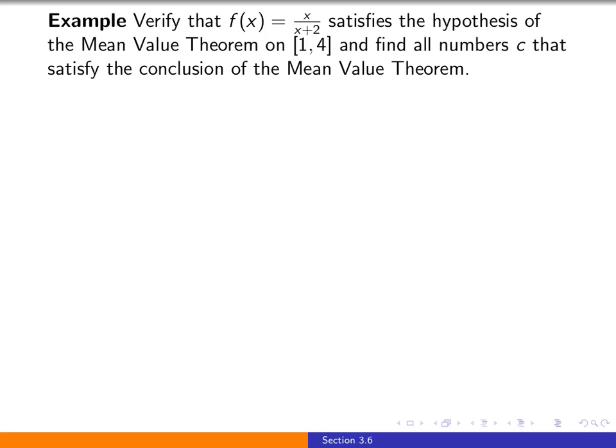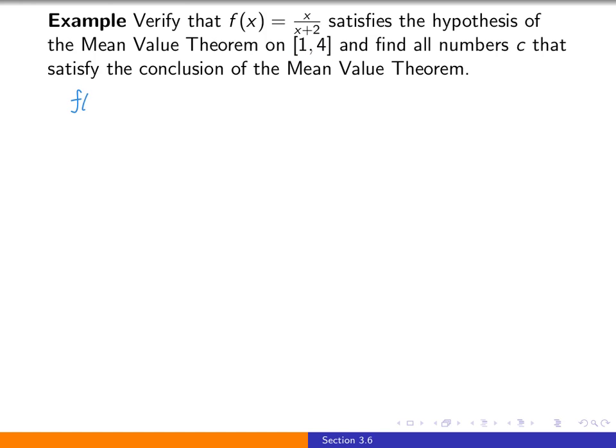In this video, we will investigate a few more examples involving the mean value theorem. So once again, for the given function, let's verify the hypotheses are satisfied and find all numbers C satisfying the conclusion. So recall what the hypotheses are. We need the function f to be continuous on the closed interval and differentiable on the associated open interval.